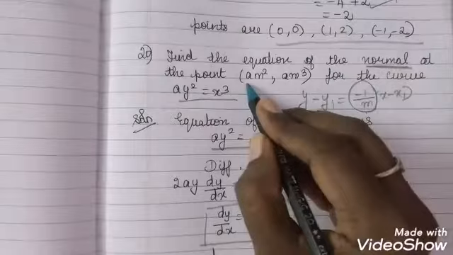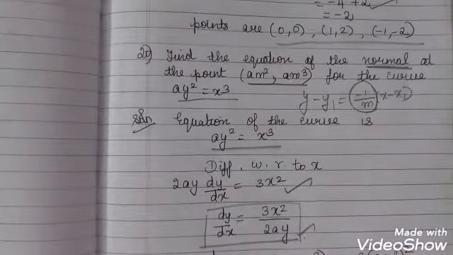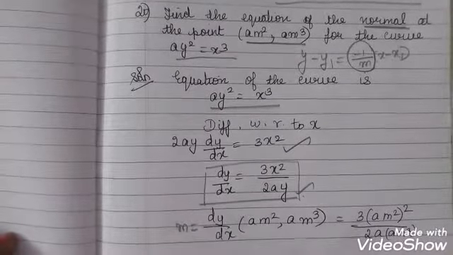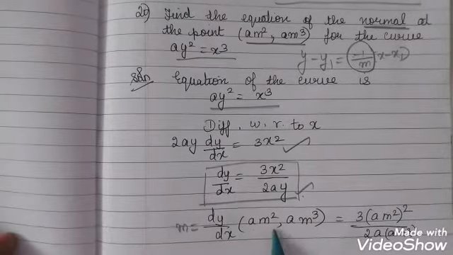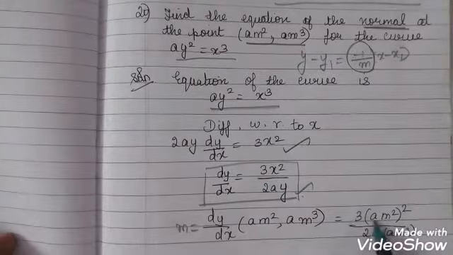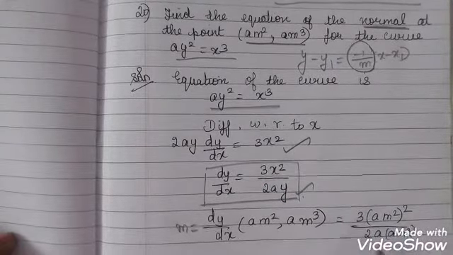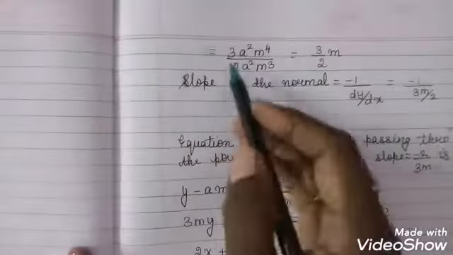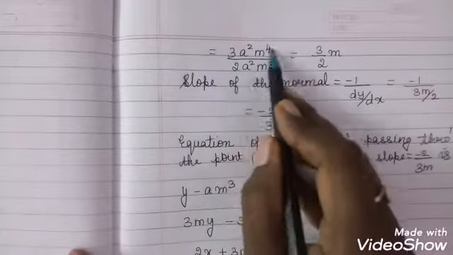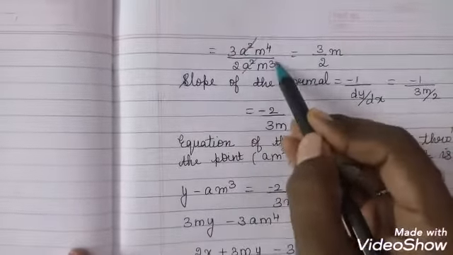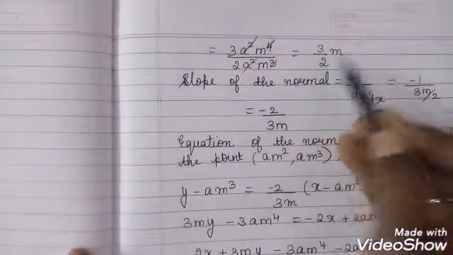Now the point is specified for us. What is the point here? (am², am³). So we'll find out the slope at that point. That is, m is equal to dy/dx at the point (am², am³). When you substitute it, what will you get? 3 into (am²)² divided by 2a into am³. I'm just substituting the value of x and y. That's all. So substituting it, you will have 3a²m⁴ divided by 2a²m³. So a² and a² get cancelled, m³ and m also get cancelled, you are left with 3m/2.